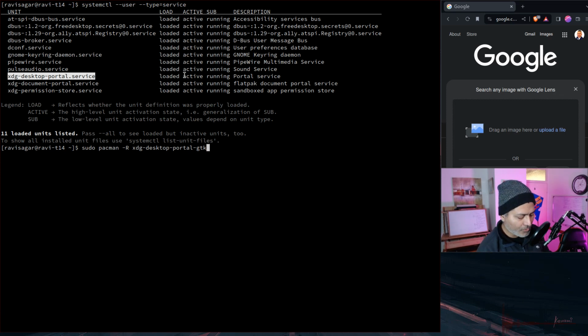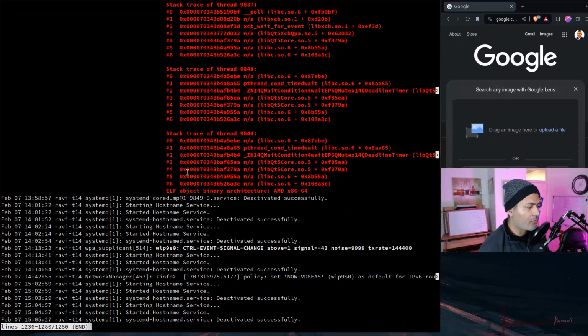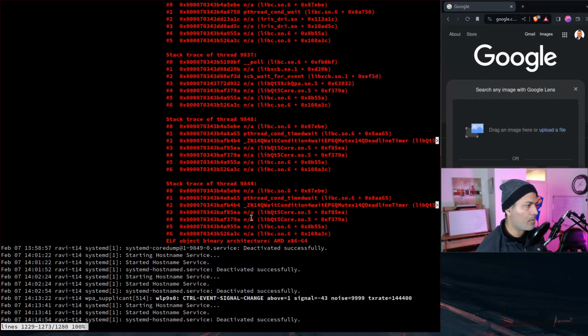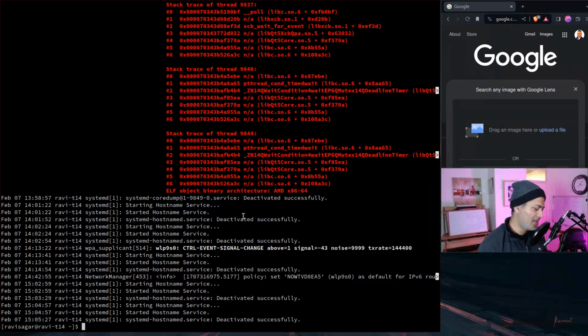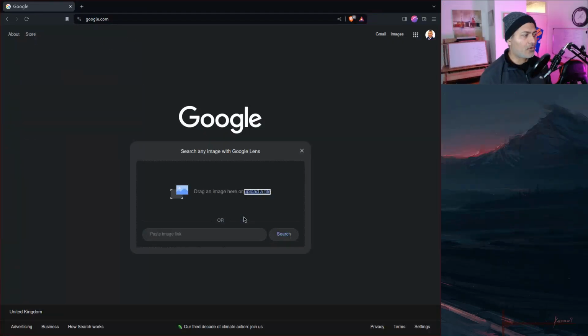And you can of course look at your journalctl, your systemd log, and it was also showing error somewhere. Of course, right now there is no error. I mean, there are some problems, but not related to xdg. And this is how I was able to solve it. I just removed the package completely, the xdg desktop portal hyphen gtk. That service was failing, and I removed it, and it worked.